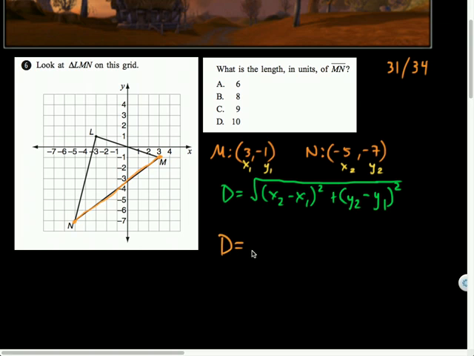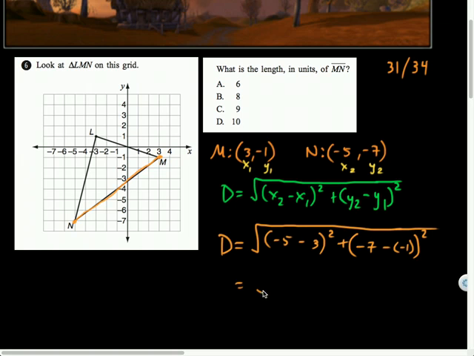The distance is equal to the square root of x2, which was -5, minus x1, which is 3, all squared, plus y2, which is -7, minus y1, which is -1, all squared. Let's simplify. This is the square root of -5 minus 3, which is more negative, that's -8, squared, plus -7 minus a -1, which becomes +1, and that's going to be -6.